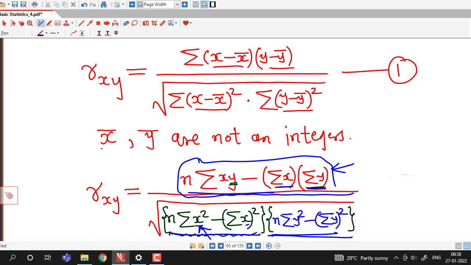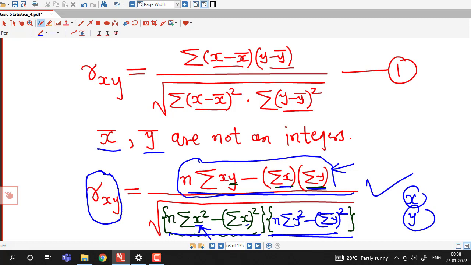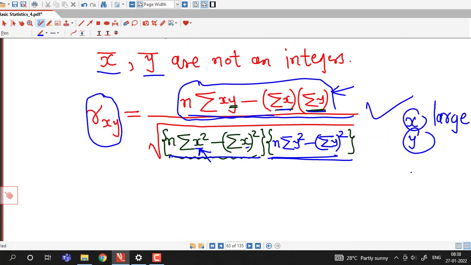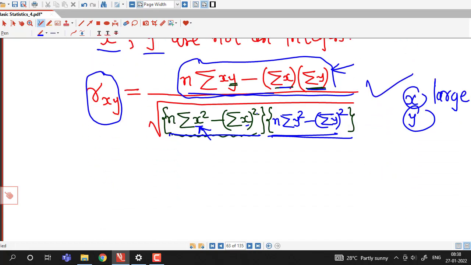So if x bar and y bar are not integers, sometimes this formula is helpful provided that we have small values for x and y. Now this formula is also not comfortable if we have large values for x and y. So in that case we will consider change of origin and change of scale. We will define new variables u and v using original variables.